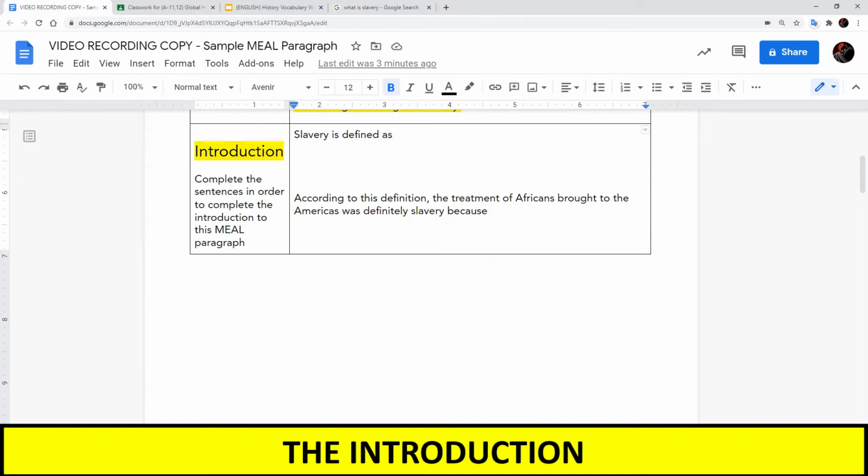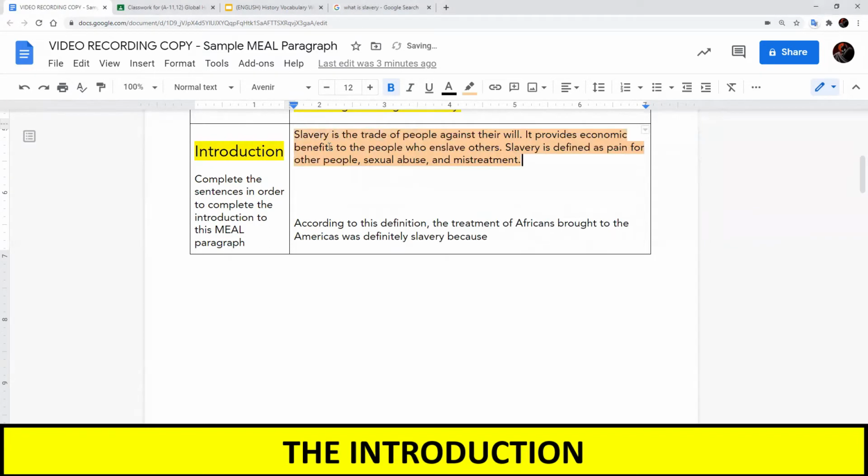So I'm going to go ahead and add a definition here. This is one that was developed in class by students. Slavery is a trade of people against their will. It provides economic benefits to the people who enslave others. Slavery is defined as pain for other people, sexual abuse, and mistreatment. All right. So that's the first part of the introduction. You basically wrote a definition for what slavery is.